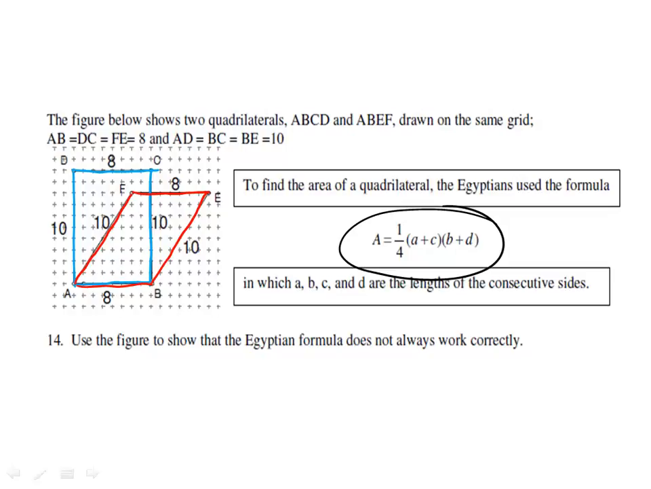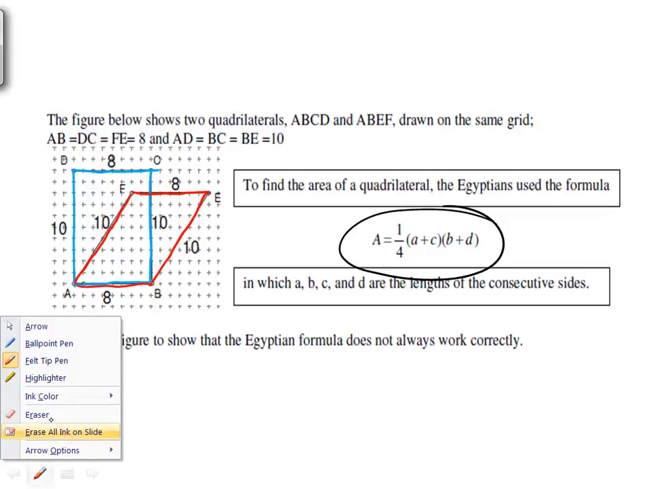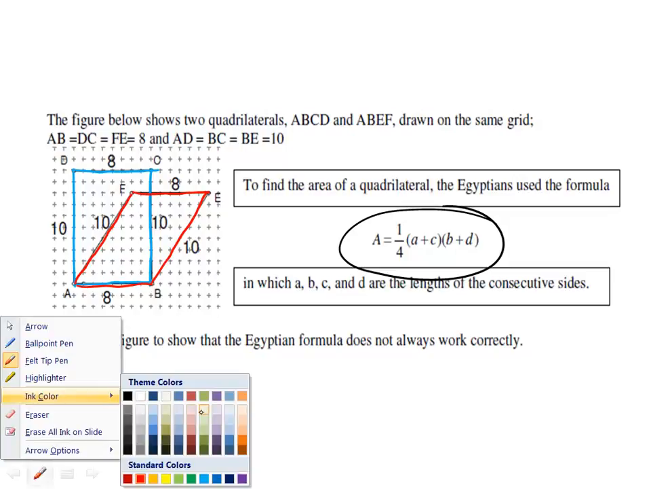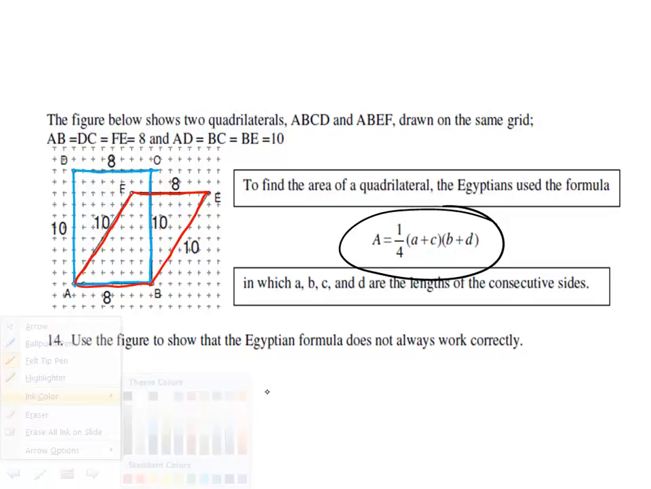Right now, the whole thing with this Egyptian formula is we know sometimes it works, sometimes it doesn't. So we need to demonstrate when it works, when it doesn't. And so to do that, let's deal with this one first.